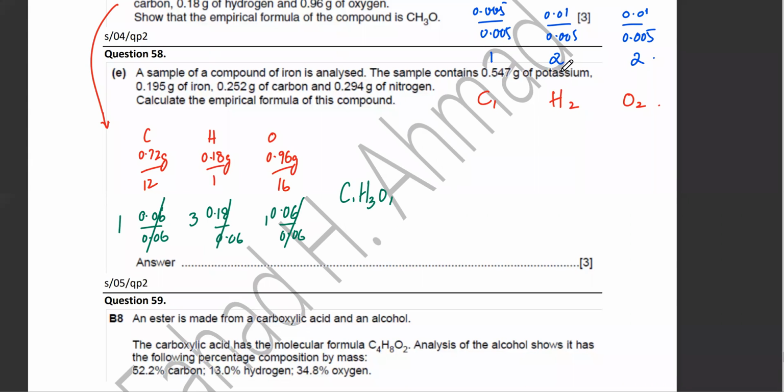So let's do one more: potassium, iron and another compound, carbon and nitrogen. So put all of them in a line. Potassium, Fe for iron, carbon and nitrogen. So potassium is 0.547 grams. Divide that by its AR, that is what's the G?